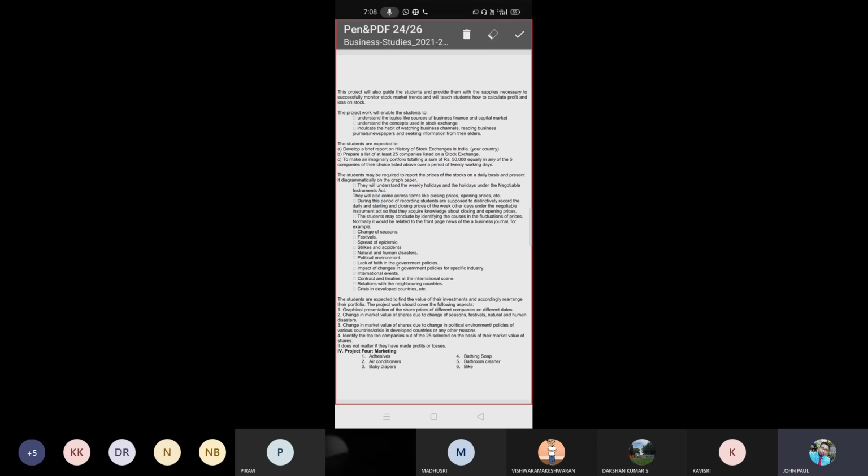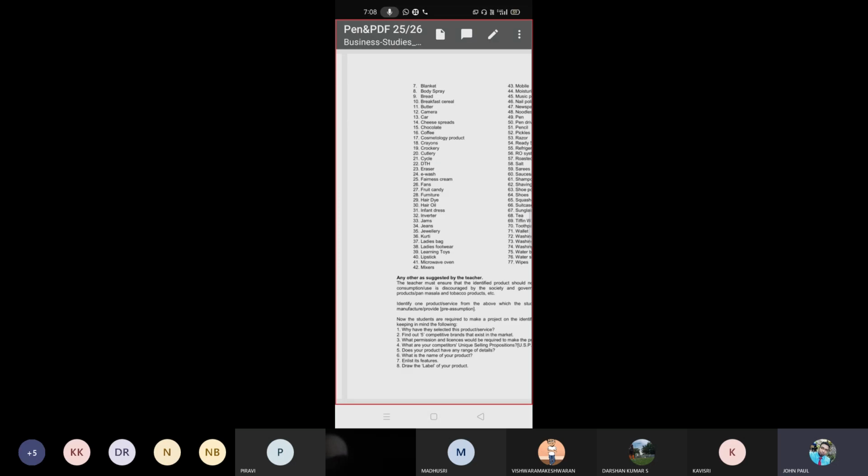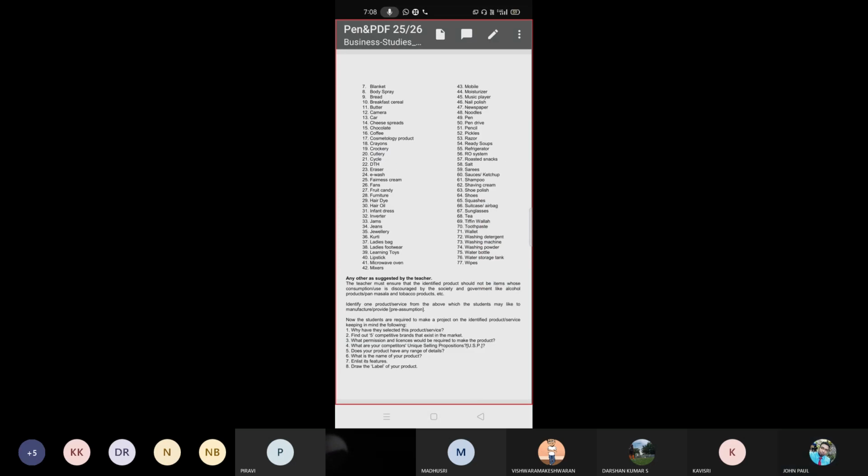So this is from marketing. Here you can take any product: air conditioner, baby diapers, bathing soap, bathroom cleaner, bike, any products. A lot of products are given here. You can choose from these products. Last year, some of them took noodles, pen, and hair oil. So you can choose among these products.